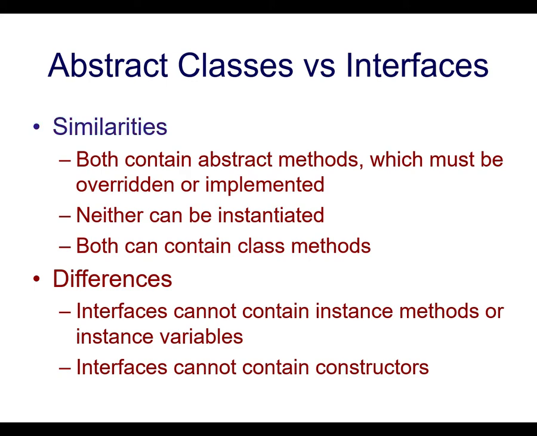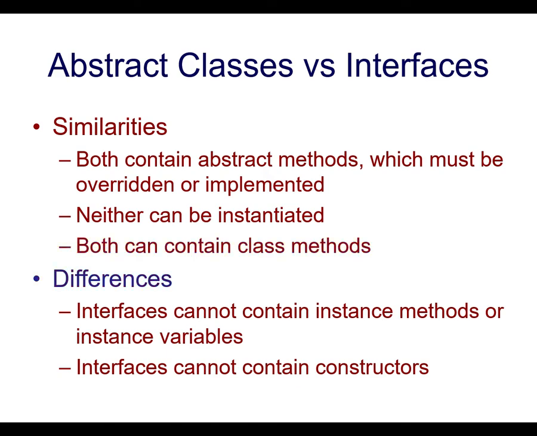First, the ways in which they are similar. Both can contain abstract methods, which must be overridden in the case of an abstract class or implemented in the case of an interface, eventually along every branch of the inheritance hierarchy. It is not possible to instantiate objects of either abstract classes or interfaces. Beginning with Java 8, both can contain class methods.